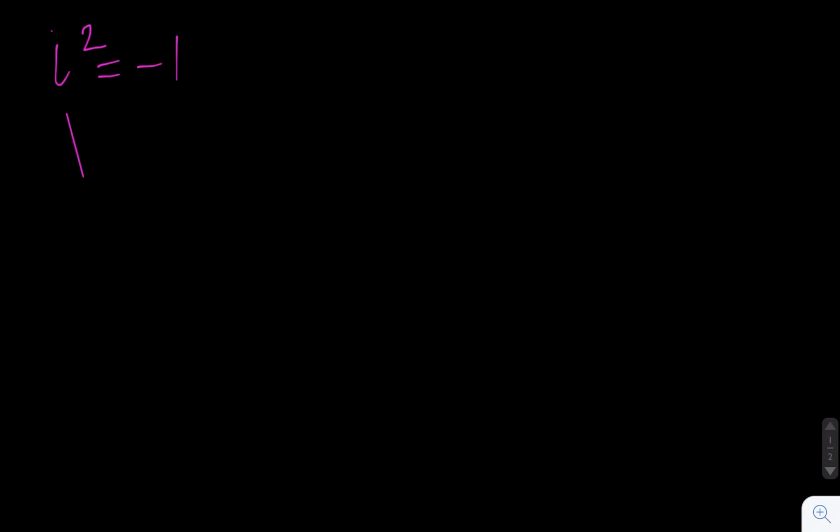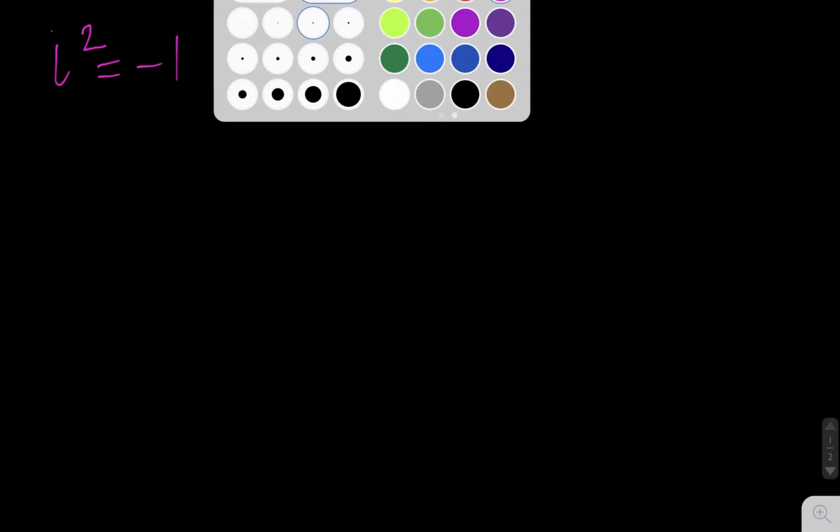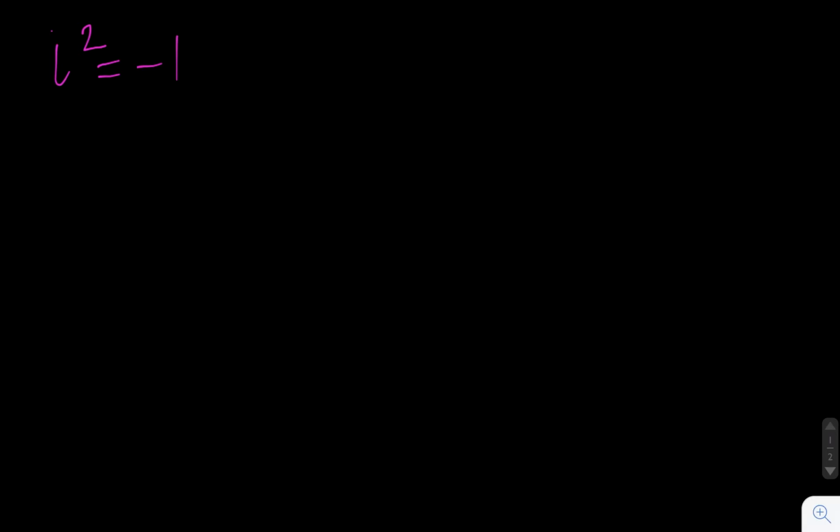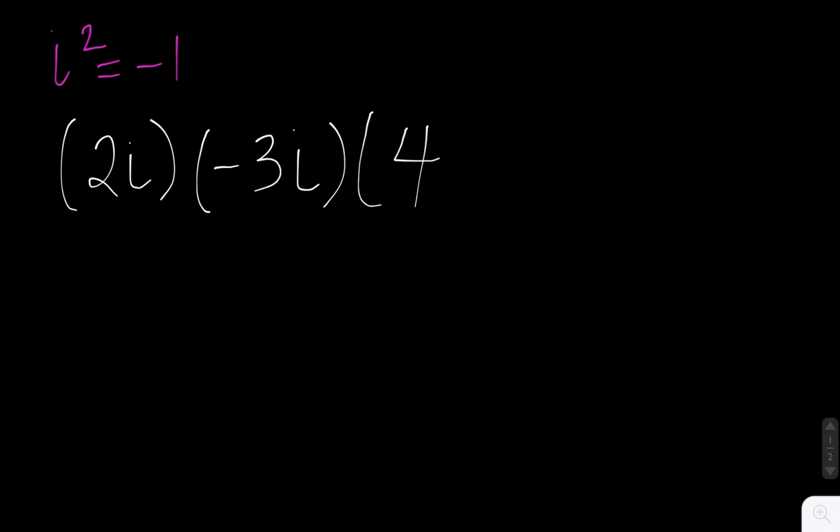So let's say we had this problem. Let me change our colors here. So let's say we have 2i times -3i times 4i. Okay, so what does PEMDAS say? Let's do from left to right. So let's try that first.